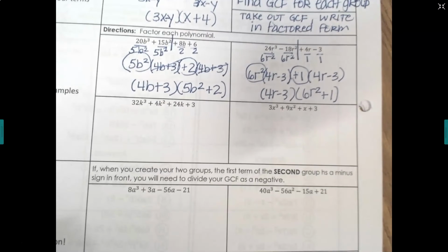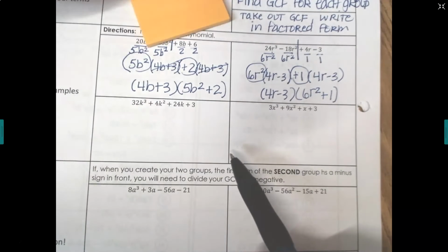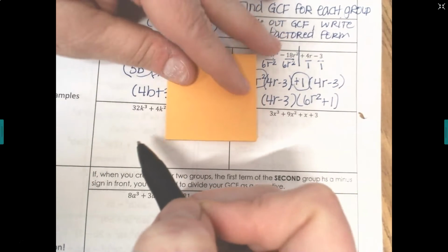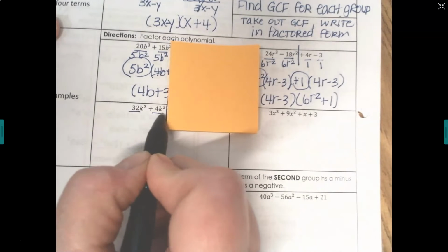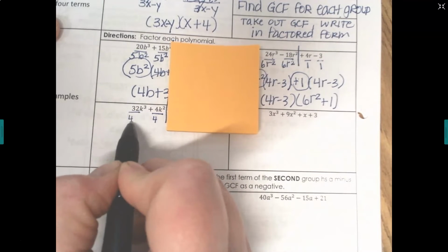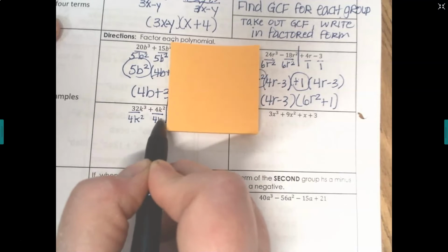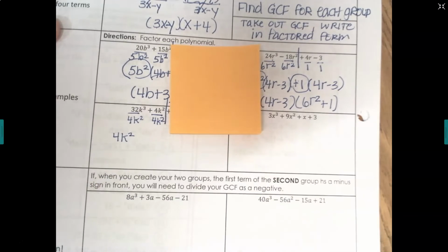Okay, we'll do one more of these. Let's do this one. So let's split them in half and look at just the left-hand side. We get a 4 in common. And the most k's we can have is 2, because that's the smaller exponent. So my GCF on the left is 4k squared.